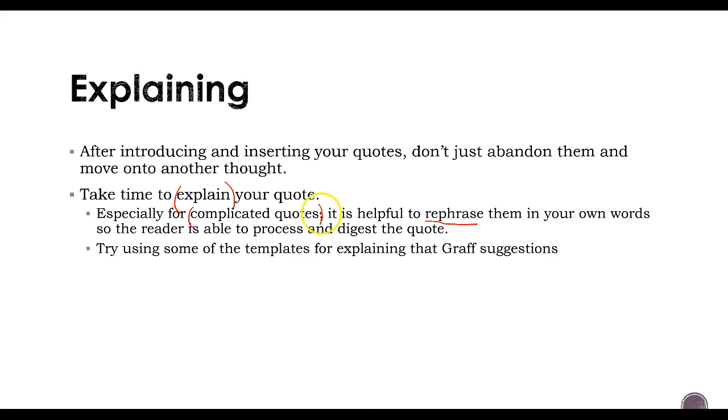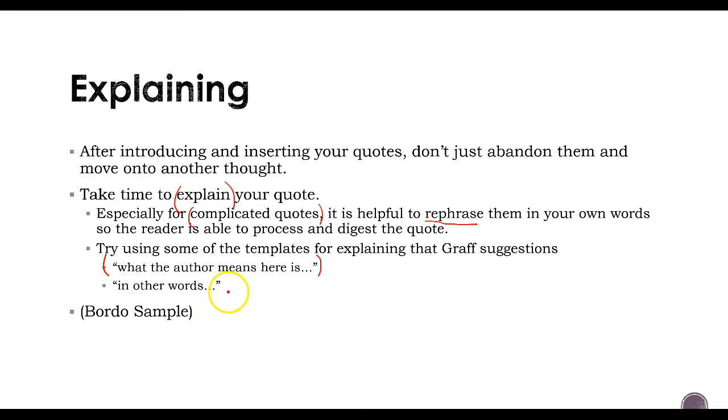So it's really helpful to use some of the templates that Graff suggests. So after a quote, you could say, what the author means here is this. What Bordeaux means in this quote is this. Or, in other words, what Bordeaux is getting at is this. So I think those are pretty good ways to introduce an explanation. And it's helpful to always explain after your quotes.